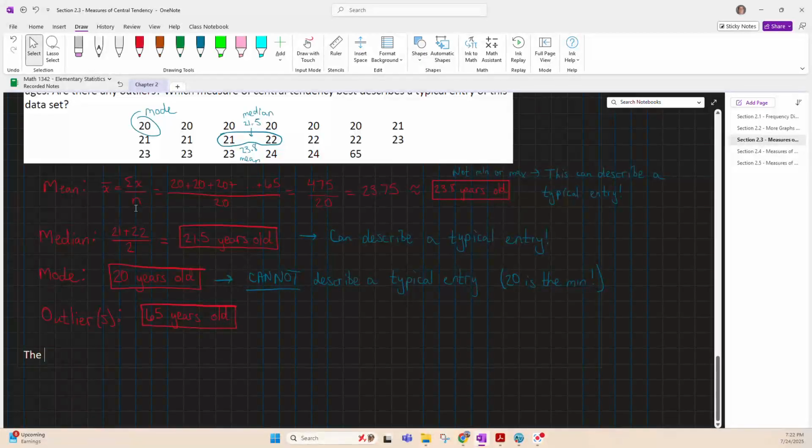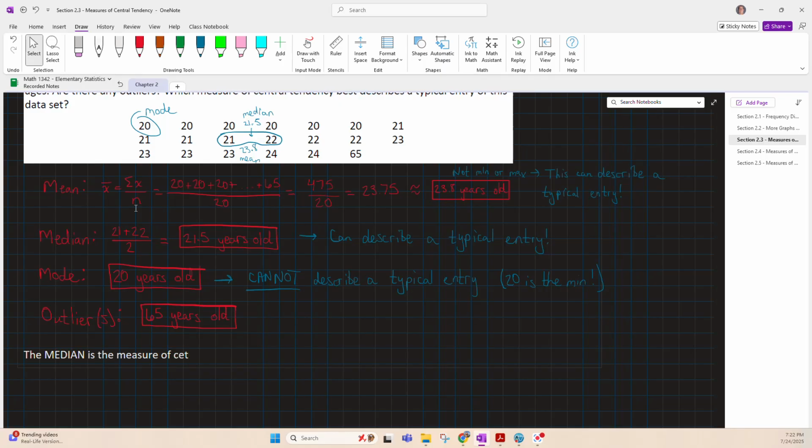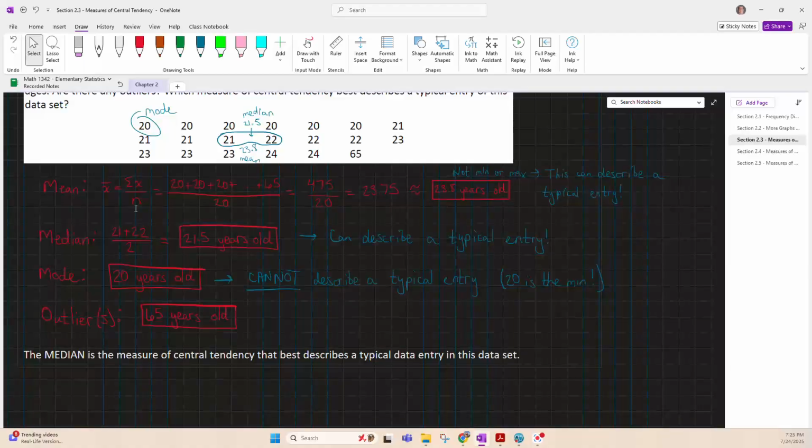So the median is the measure of central tendency that best describes a typical data entry in this data set. Now, could that change from data set to data set? Sure. But for this data set, the median is the typical data entry.